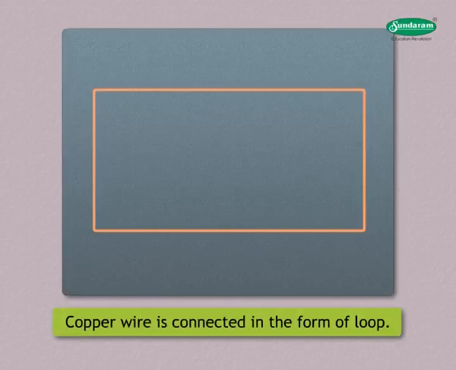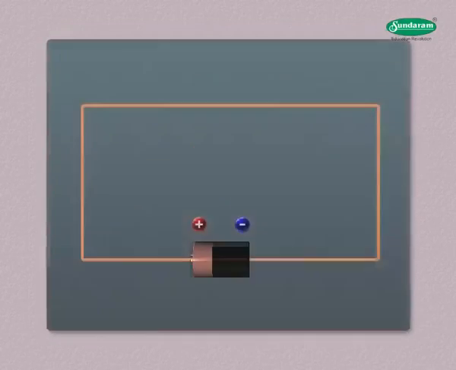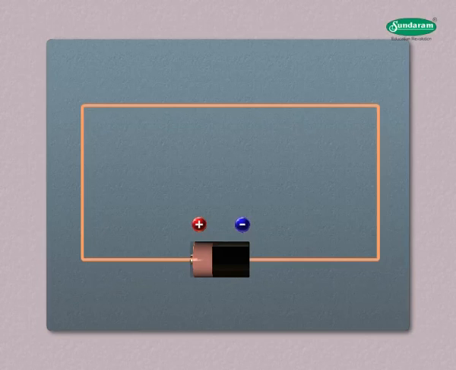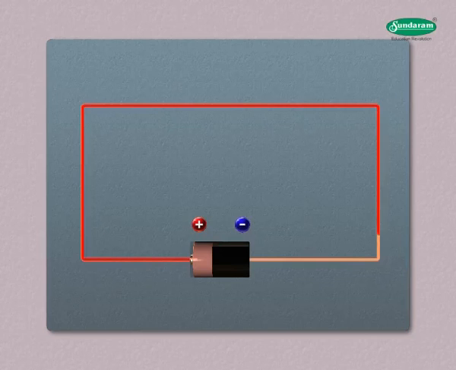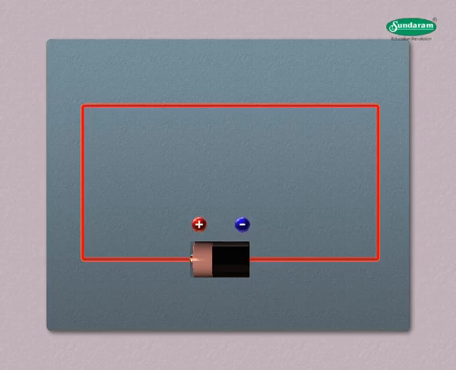See these figures. In this figure, the copper wire is connected in the form of a loop. No current flows through it. But as soon as this wire is connected to the ends of the battery, the battery imposes a potential difference between the ends of the loop and current is set up in the loop. 1 V is equal to 1 J upon 1 C.